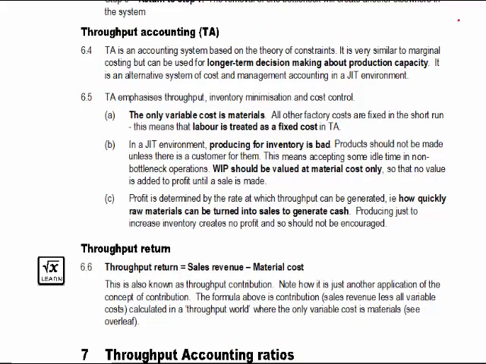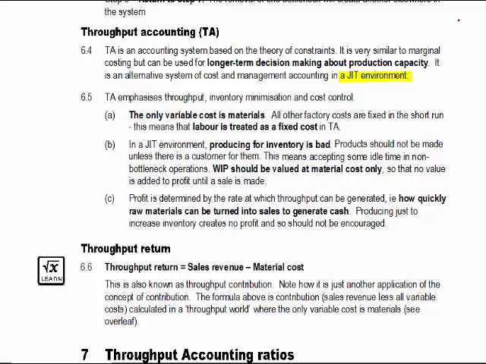So throughput accounting then is based on this theory of constraints. It's very similar to marginal costing, but we tend to use it for longer-term decision-making about production capacity. Now, in order for it to work effectively, we need there to be a just-in-time environment.